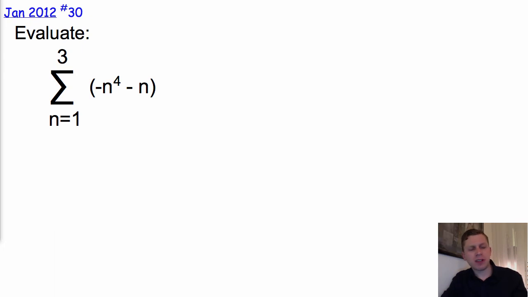This one was a Regents question featured on the January 2012 Regents, number 30. See if you can evaluate this series here that's represented by this summation notation.